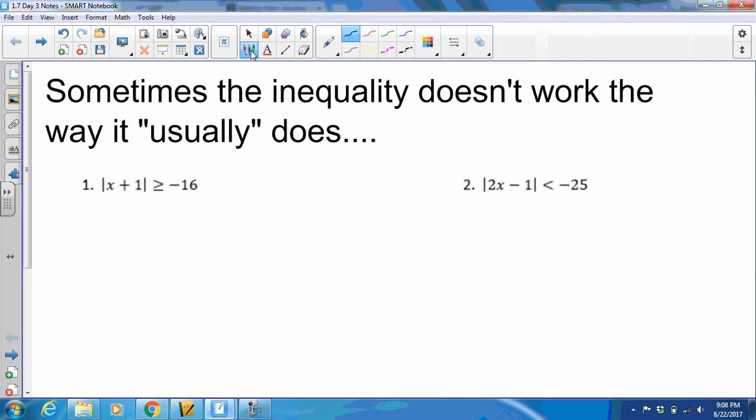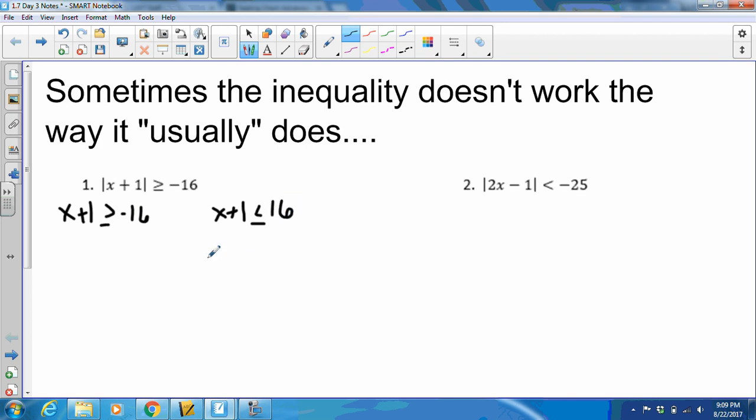You do exactly what you've been doing before. You create two inequalities. So we write x plus 1, we write the inequality that we see. It's greater than or equal to negative 16. Then we write our second inequality, which is going to be x plus 1. Remember, we flip the inequality, and now we negate. Since it was already negative 16, we now make it positive here.